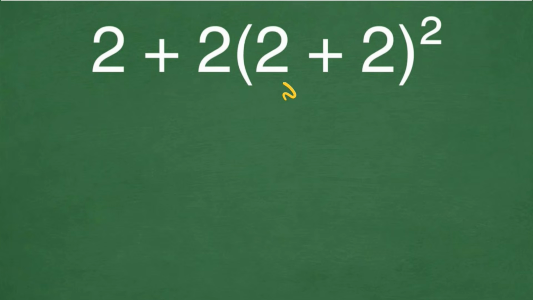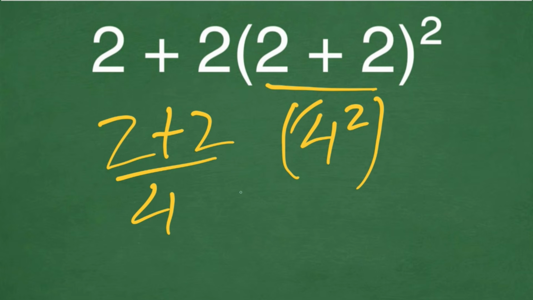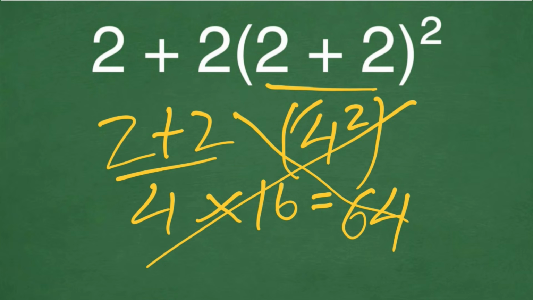They start with the parentheses 2 plus 2, which gives us 4, and they just square this number, and 4 square is going to be the next equation, and 2 plus 2 gives us 4, and 4 times 4 square, which is 16, is again 64. But all of these answers are wrong, right?